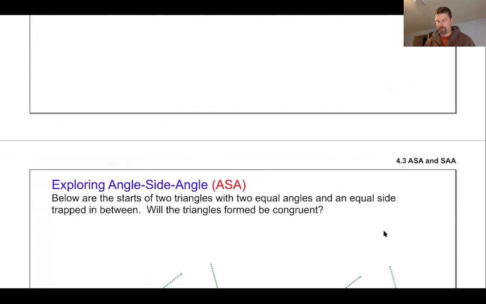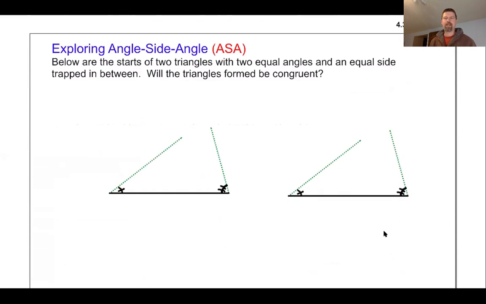All right, the next one, angle, side, angle. Here I've got two angles that are the same, a side between them that's the same, and a second angle that's the same. If I had that situation and I formed two triangles, would the triangles be forced to be congruent? In other words, will this angle, side, angle work as a triangle congruent shortcut?